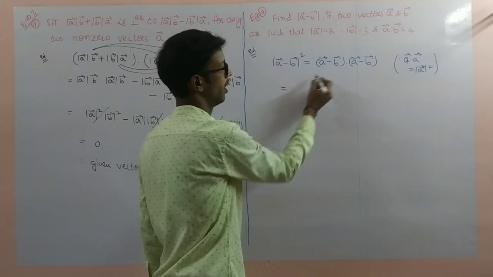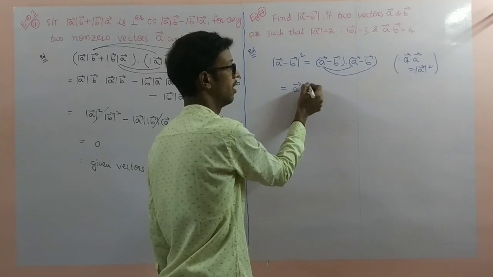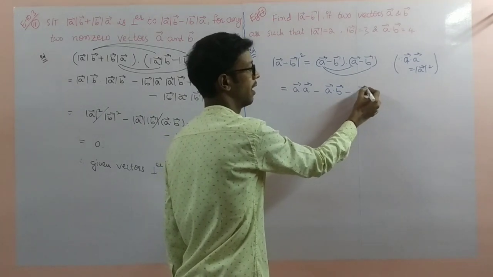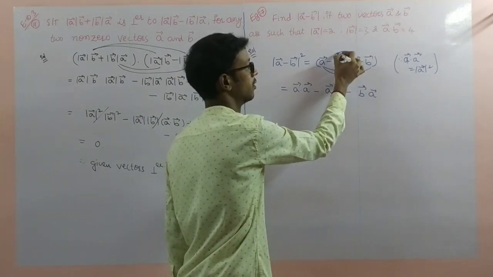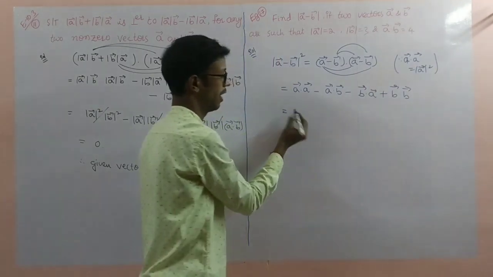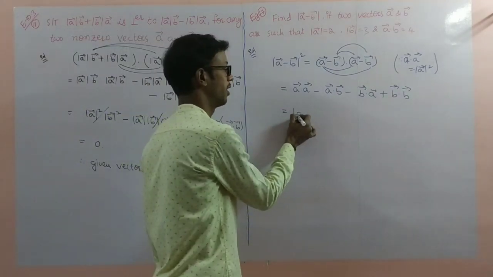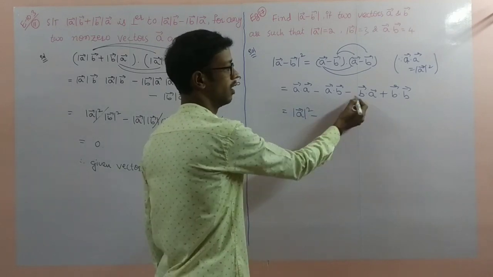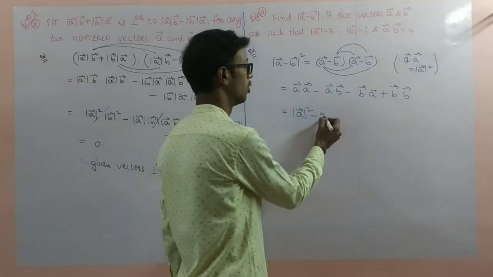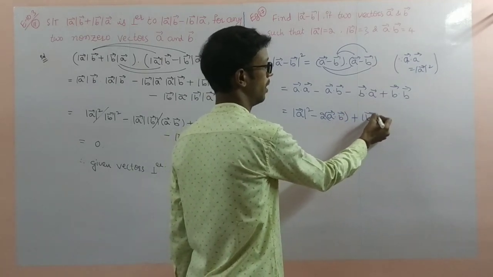So now simplify this one. Multiply first element, second element. A bar dot A bar minus A bar dot B bar minus B bar dot A bar. These values: minus into minus plus B bar dot B bar. So now I'll use the formulas. The dot product of two same vectors is magnitude of A bar square, minus these two values which are the same only, A bar dot B bar, B bar dot A bar, both same. So 2 into A bar dot B bar plus magnitude of B bar square.